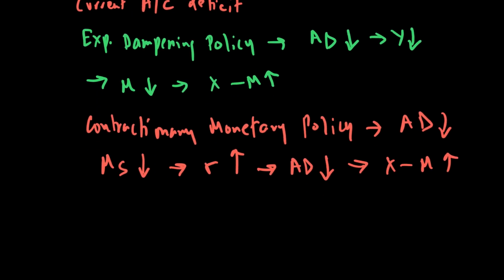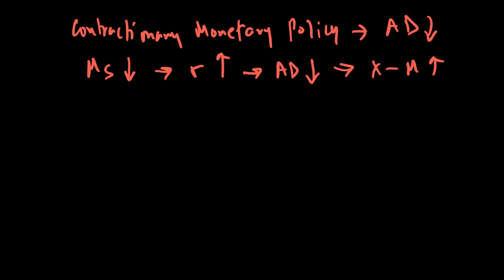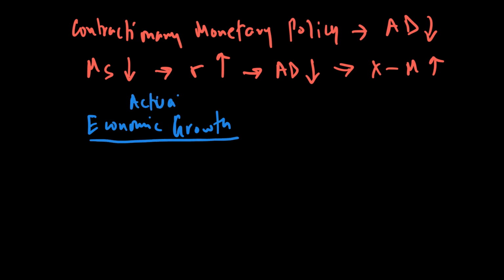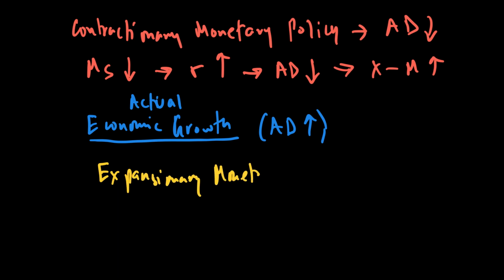Next goal is basically, after current account deficit, we want to talk about how do we increase GDP or economic growth. Our economic growth could be actual versus potential. We are looking at economic growth which is actual in nature, which is simply AD to rise. If you want the AD to rise, we can do what we call expansionary monetary policy.